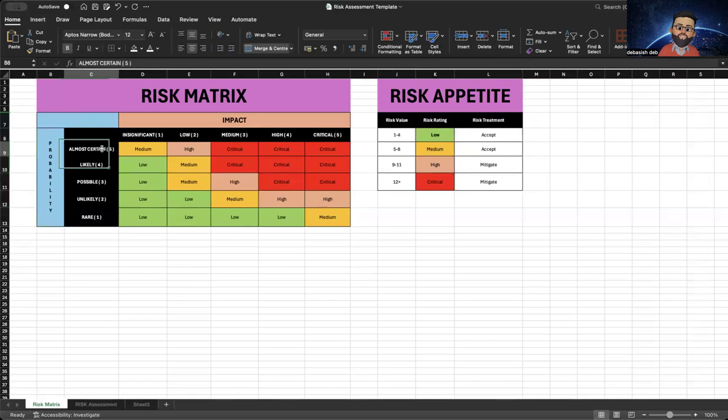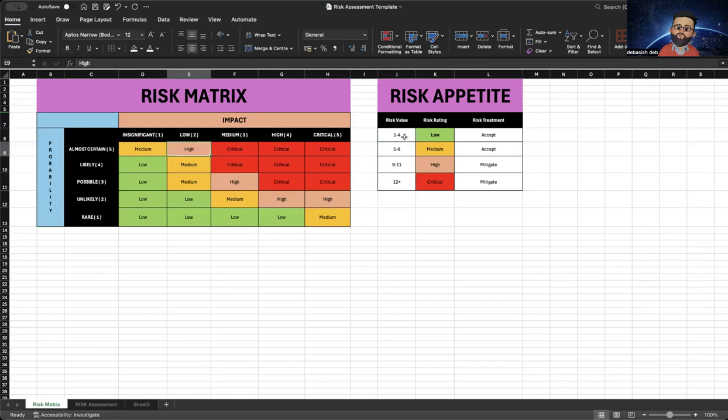You can see we have 5 parameters of probability or likelihood and 5 parameters of impact. Accordingly, we put our risk in this matrix. Okay, so we have a risk value. For all the probabilities we have a value here, and for impact also we have a value. We multiply these and then the risk value comes, and accordingly we map it in this table.